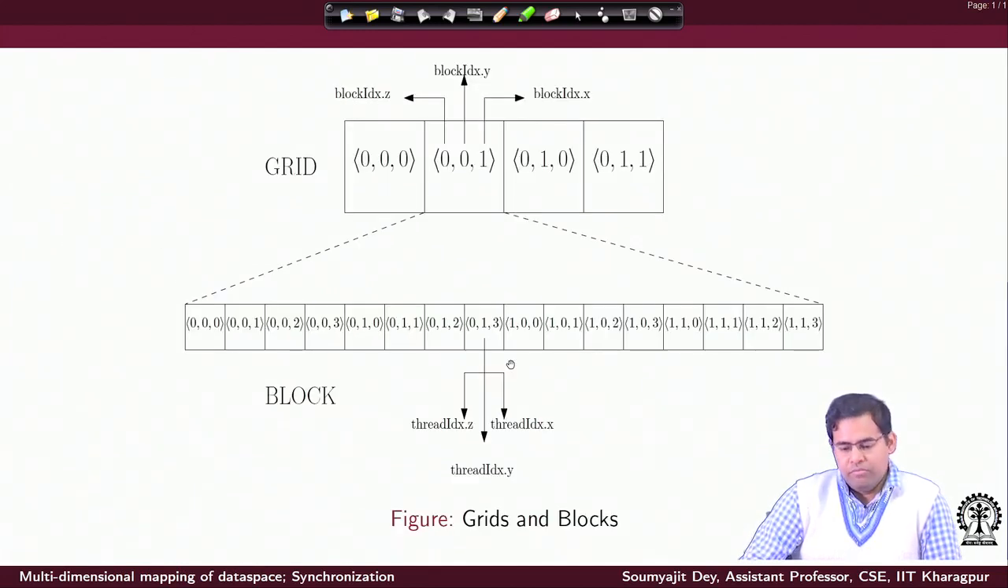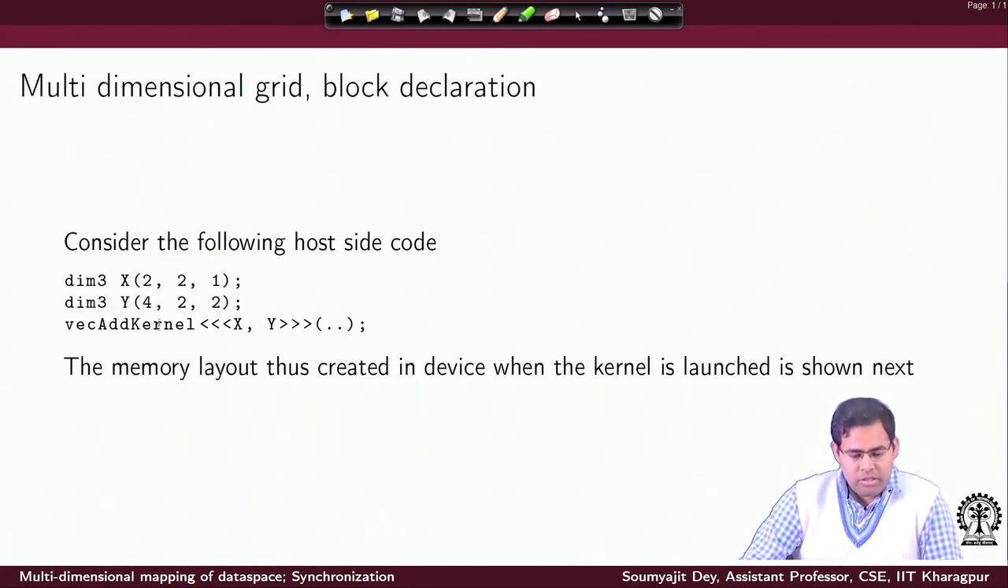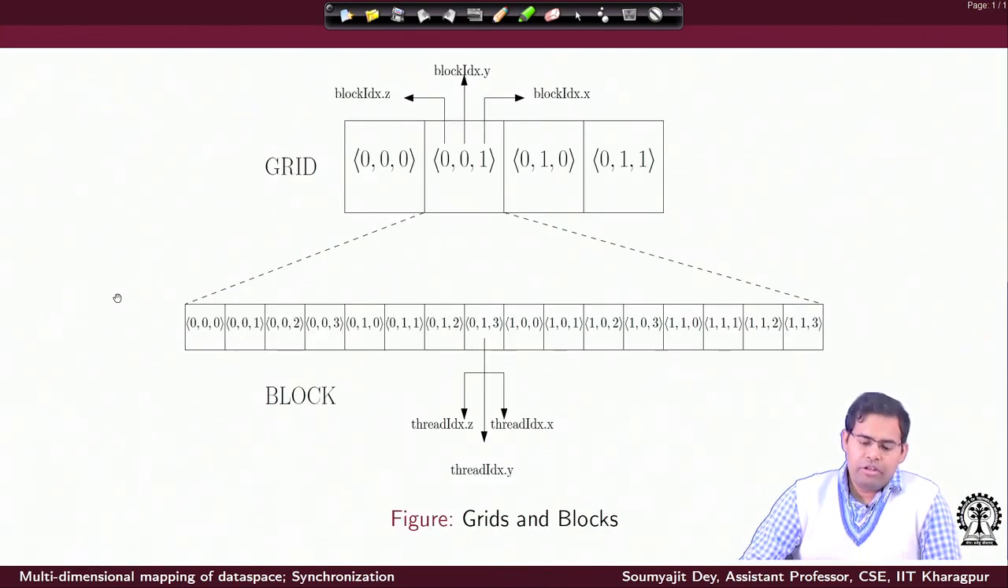Now, this is something which is very important. We are just trying to understand through this picture what the impact of this kind of definition of the packing of threads is on the variation of the thread ID and block ID indices. Since I have defined the grid here as a 2D arrangement, as you can see, the blockIdx.z variable is always 0.